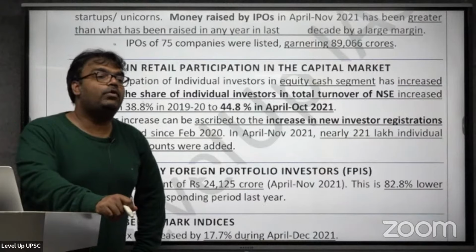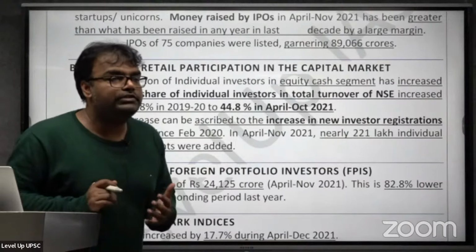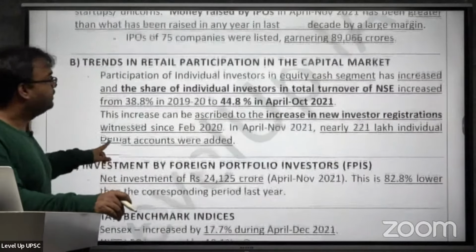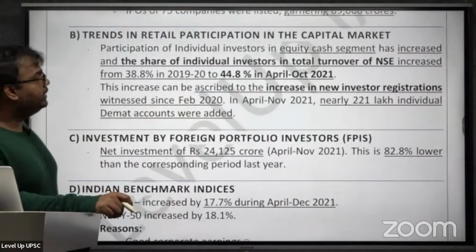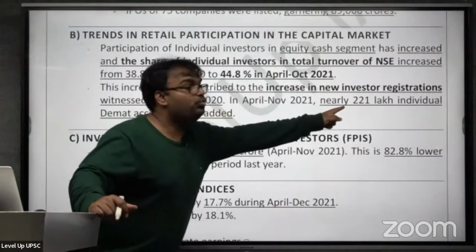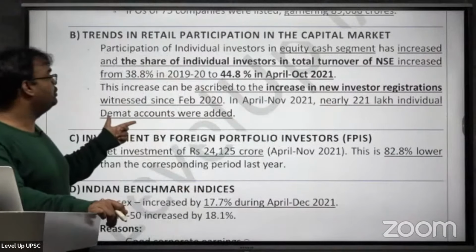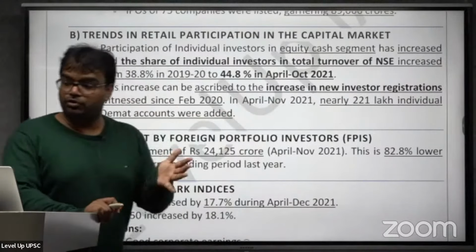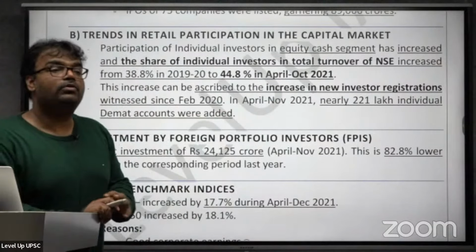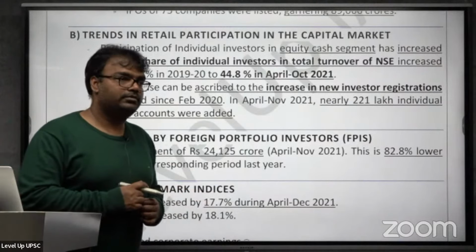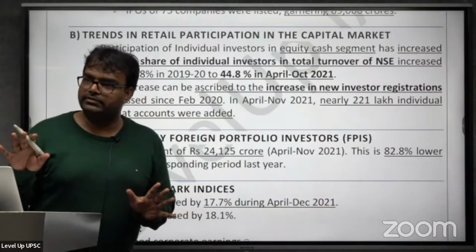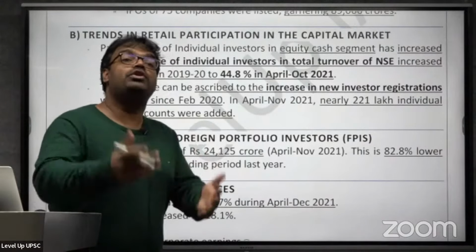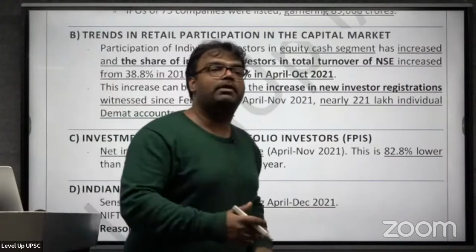What is this indicating? That the role of retail investors is increasing in India's capital market. At the same time, in this period, 2.2 crore individual demat accounts were added. April to November 2021, 2.2 crore demat accounts were added. Are you able to understand this? This is factual, but understand the fact that retail investors' role in the economy, in the capital market, is going up.